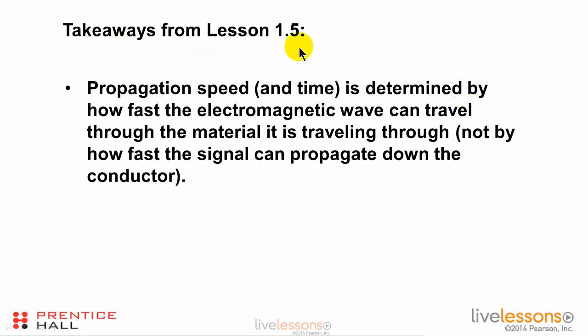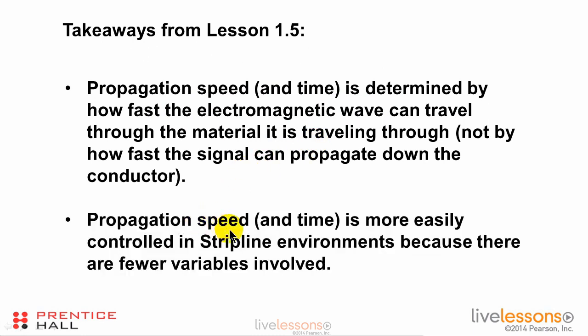So the takeaways from lesson 1.5. Propagation speed and time is determined by how fast the electromagnetic wave can travel through the material it is traveling through. It's not determined by how fast the signal can propagate down the conductor. And the propagation speed and time is more easily controlled in strip line environments because there are fewer variables involved.